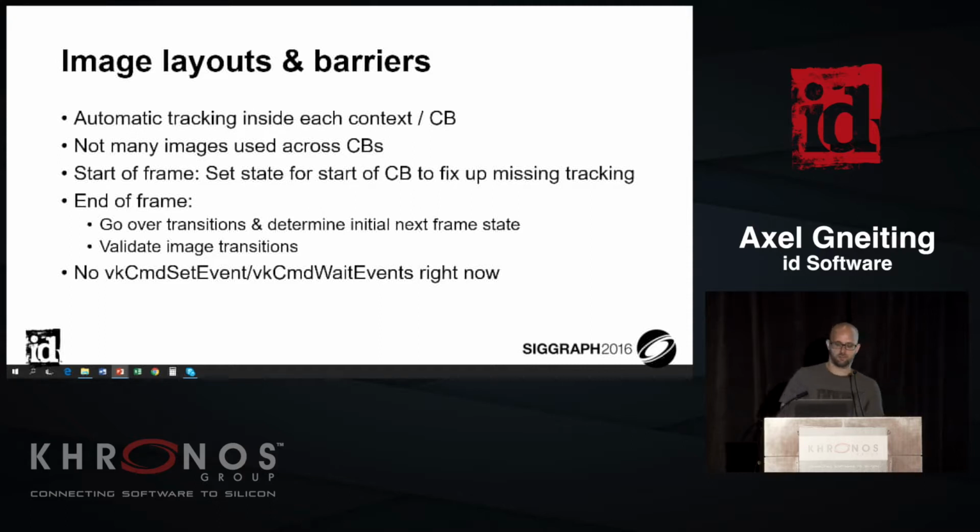So as a solution there, at the start of the frame, only for the images where we know this is going to be a problem, we actually patch the image state for some of the contexts, so we fix this wrong tracking up. And at the end of the frame, I'm going over all the transitions in the frame and determine for each image what is the actual state at the end of the frame, and then set this as the initial state for all the contexts at the beginning of the next frame. And we're also not using any split barriers right now, even if that might allow more GPU overlap, but that would have made it even more complex.